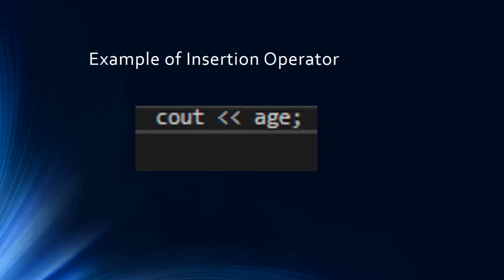And this is an example of the insertion operator. Here I put cout, the insertion operator, age. It's common to get confused right here. You would think insertion would be cin, but it's actually cout. And then the extraction is cin instead of cout.